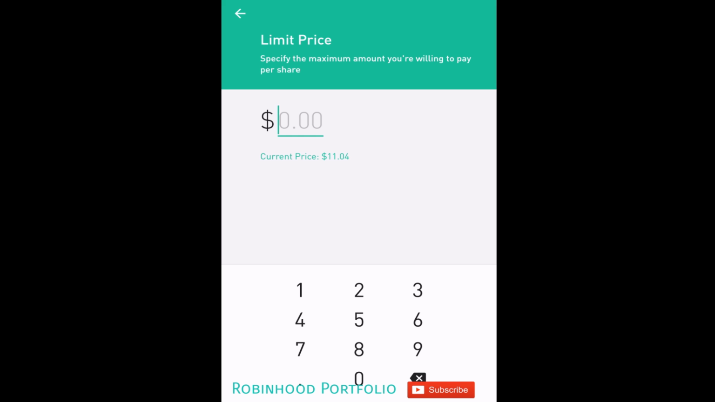Specify the maximum amount you're willing to pay for a share of a stock. So if this stock is moving rapidly, and let's say you only want to buy this for 1102, you just put in 1102 and you go ahead and buy it at that price.